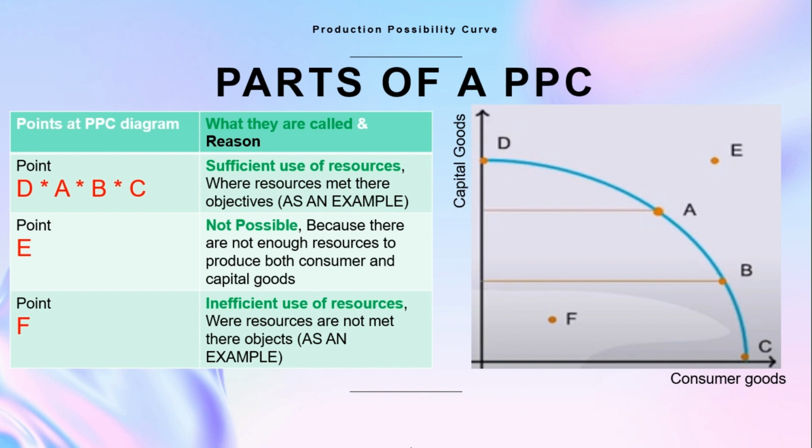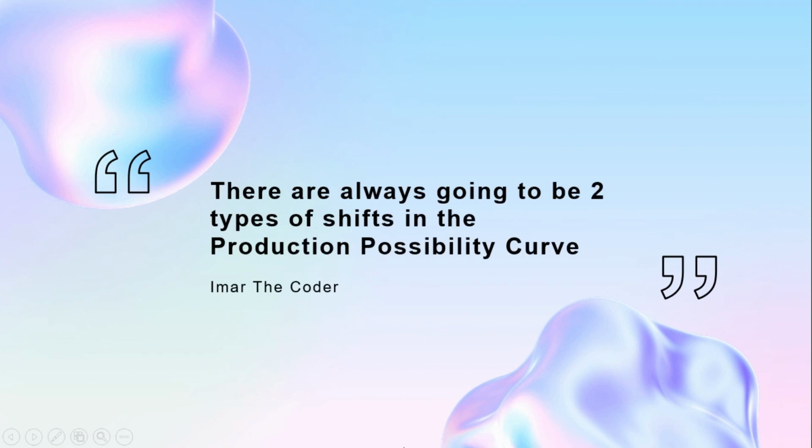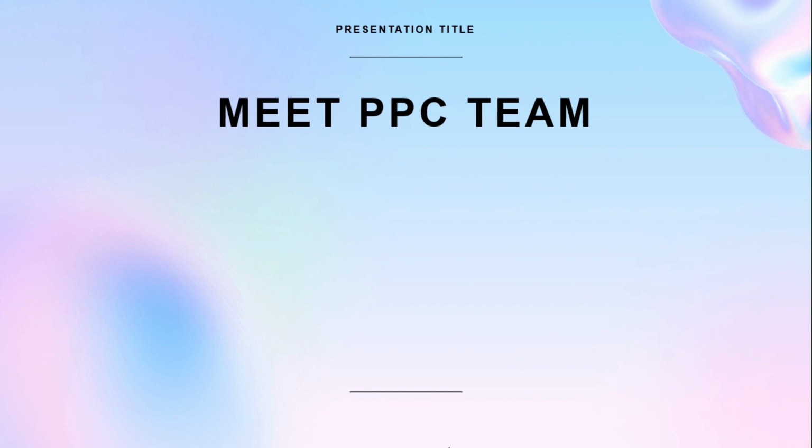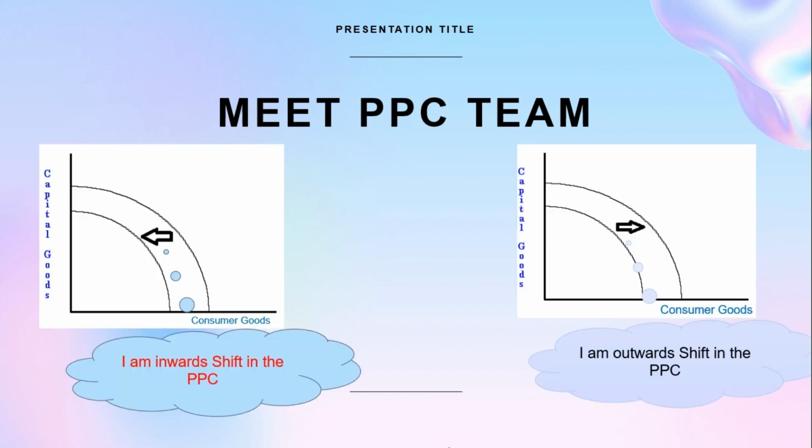The third is not possible, because there are not enough resources to produce both consumer and capital goods. This is point E on the PPC diagram. Now we know the parts of a PPC. Now we need to know the types of PPC, and there are two kinds: inward shift PPC and outward shift PPC.